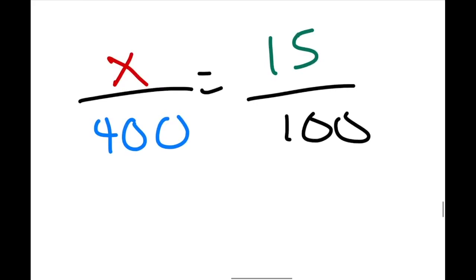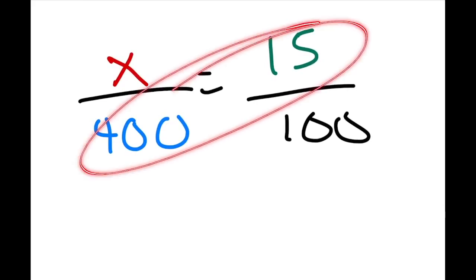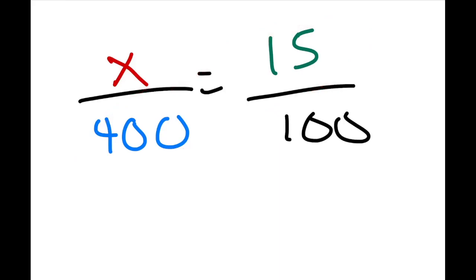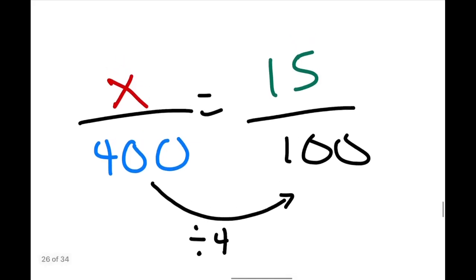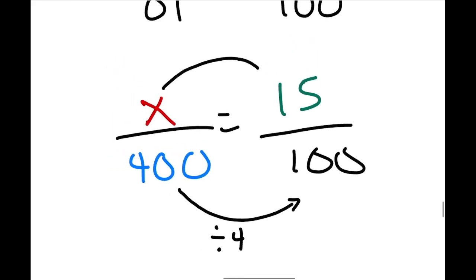Now, some of you guys can see, yeah, I can cross multiply and divide, but I can also say, hey, 400 is just 4 times as large as 100. So if this divided by 4 gives me 100, then what divided by 4 gives me 15? Well, just multiply and go backwards.